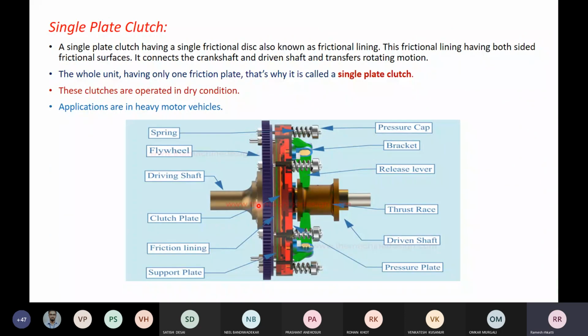As I told you, in the friction clutches different types are there: the single plate clutch and the multiple plate clutch. What do we mean by the single plate clutch? We'll discuss that. As the name indicates, single plate means it will have a single frictional disc. A single plate clutch has a single frictional disc, also known as frictional lining.